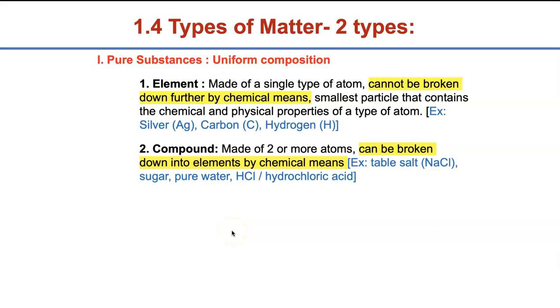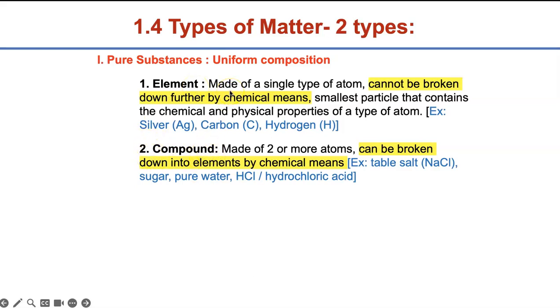Topic 1.4 is about types of matter. There are two types of matter. The first type is pure substances. They have a uniform composition. Everywhere you look, it looks exactly identical. So the first type is the element. The second type is a compound.